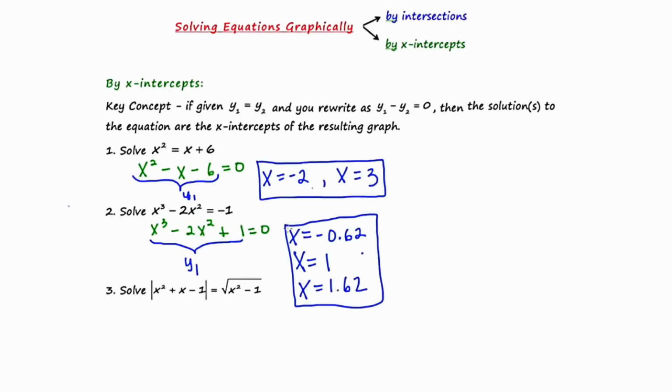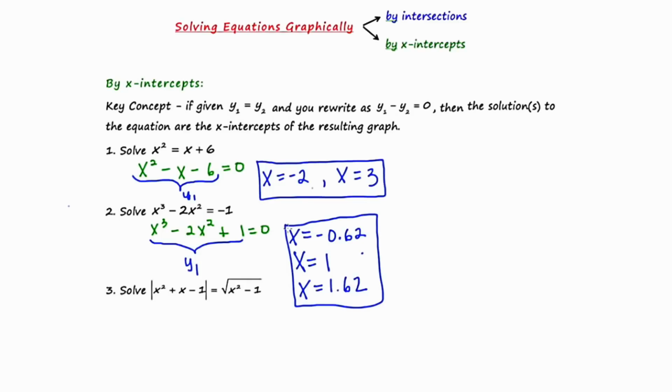Example 3 has us solving the absolute value of x squared plus x minus 1 equals the square root of x squared minus 1. I used this example in a prior video. So this is not something that I know how to solve by hand, so I'm going to be forced to use some sort of technology. So I'm going to use the graphing calculator, and I'm going to do this by x-intercepts.